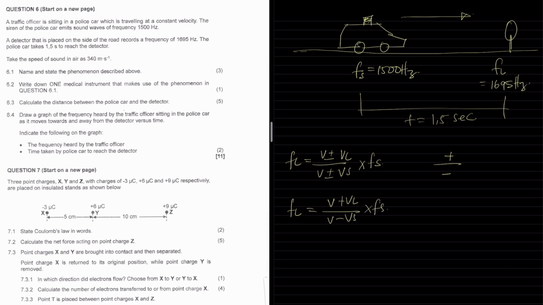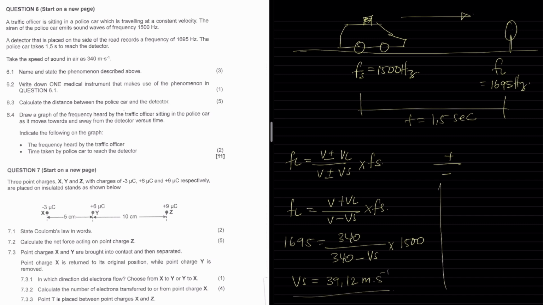Now let's substitute. The listener is 1695. The speed of sound in air is given as 340. The listener is not moving, so it's plus 0. Divided by 340 minus Vs, which is what we want, times the frequency of the source, 1500. Now we just solve for Vs, and we will get 39.12 meters per second.